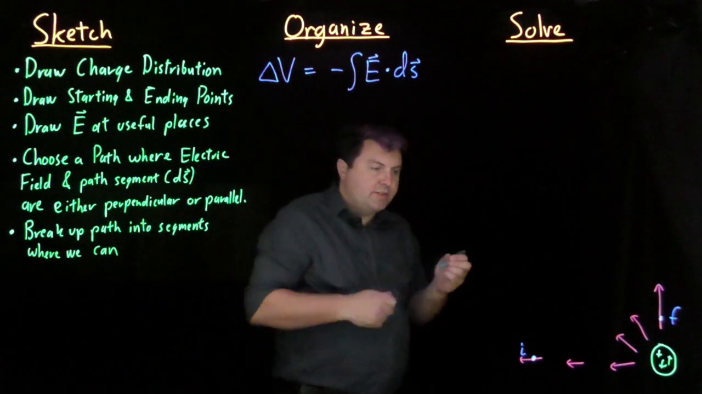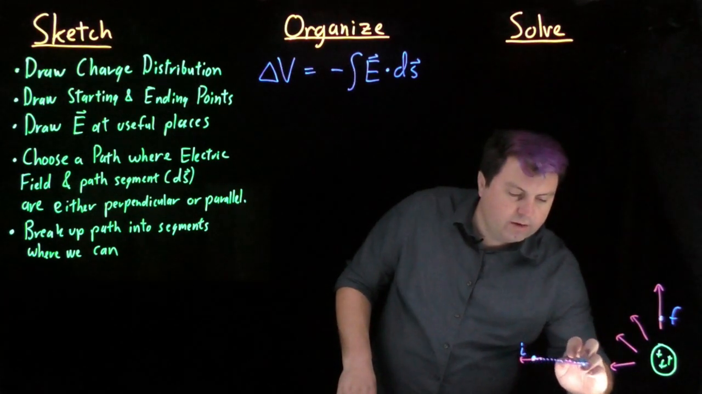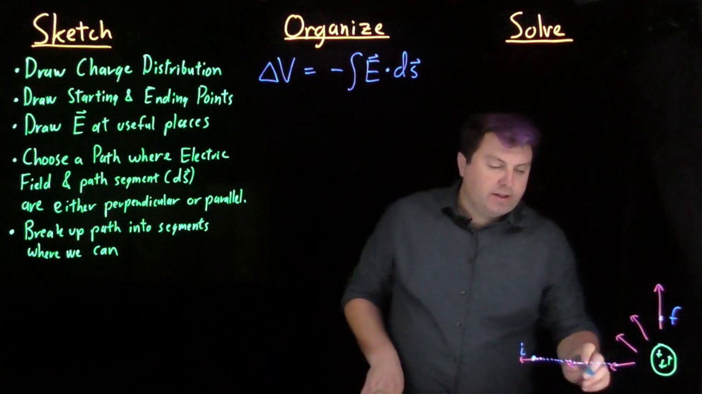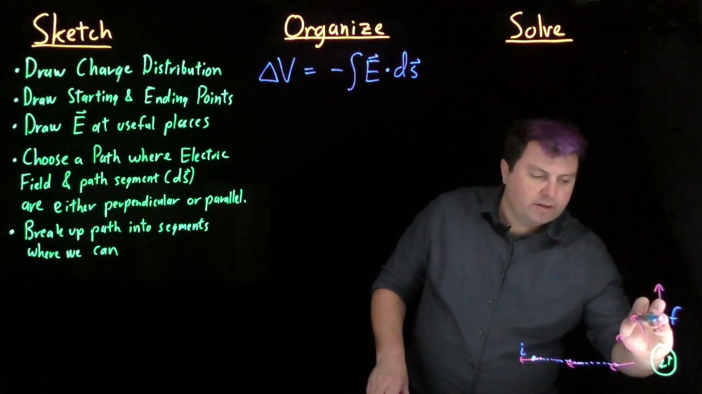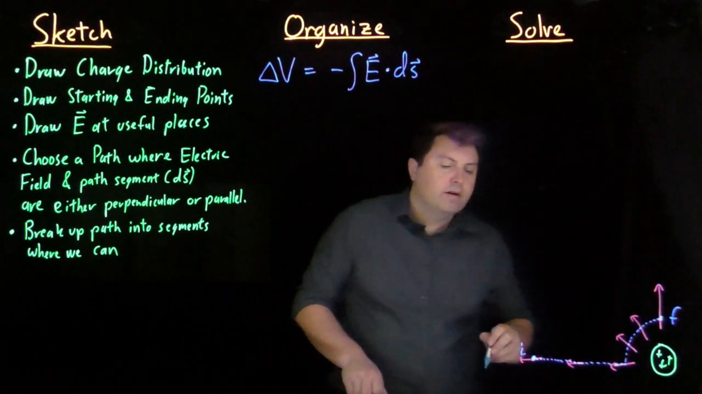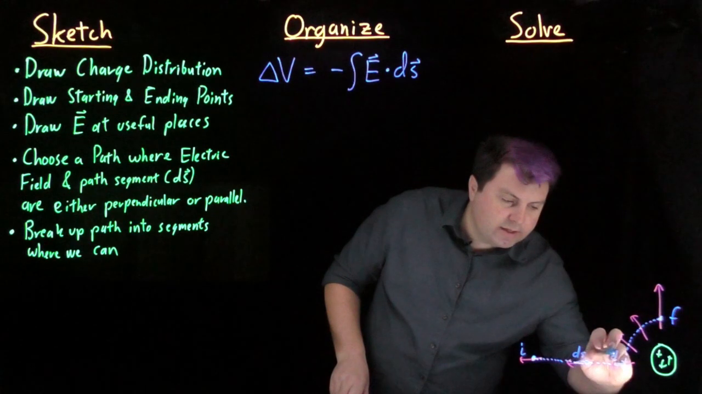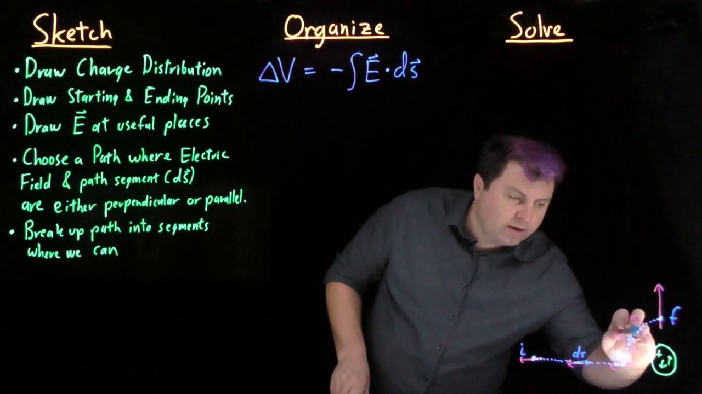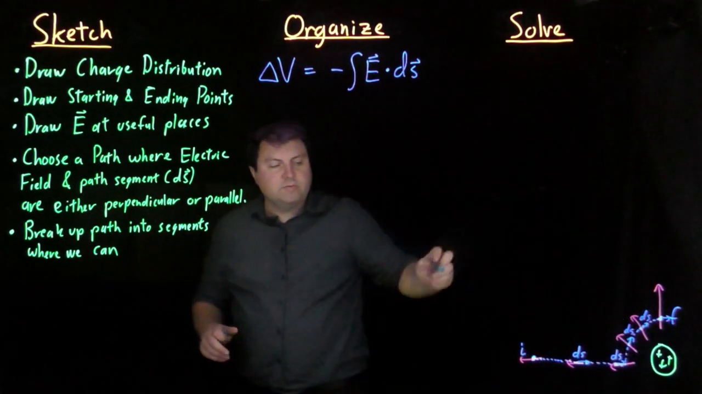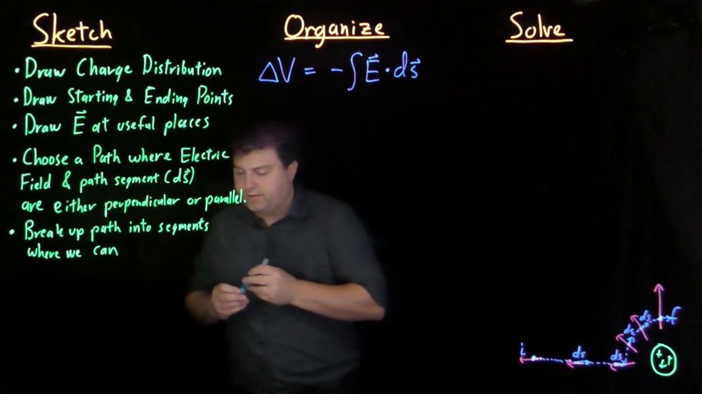So in this case, I want to be moving where my path at this point is anti-parallel to the electric field. And then I want a radial path. So at this point, my ds is going to be going in this direction, but along here, my ds is going to be perpendicular. So if I choose this path, then I'm going to have this one straight path and this one arced path.